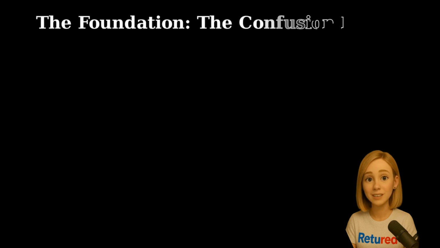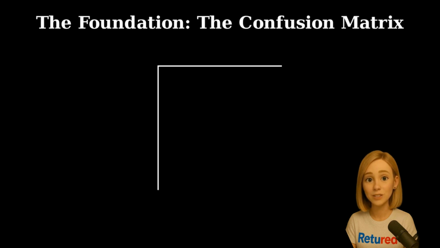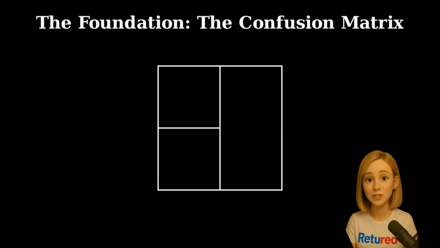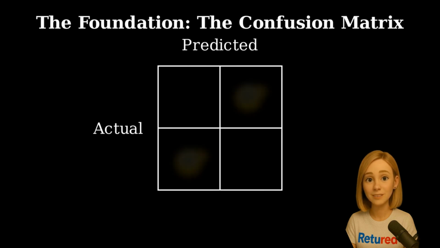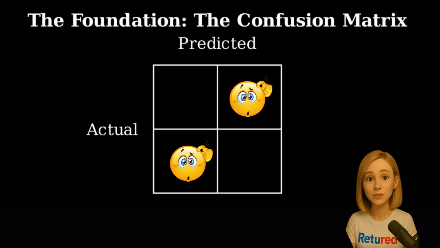Before we can get to any grades, we need to understand the raw data. In AI, this is called the confusion matrix. It's not a metric itself, but a simple table that shows us exactly where the model got things right and where it got, well, confused.